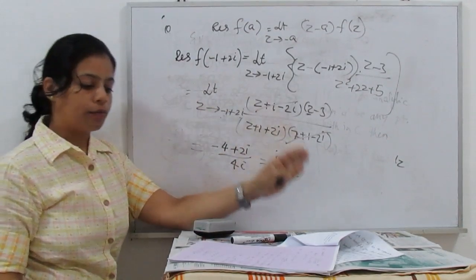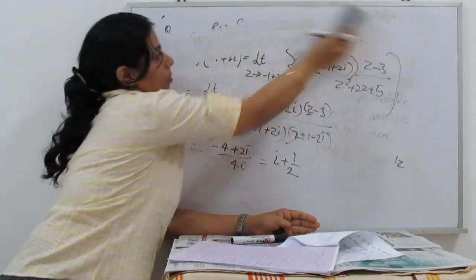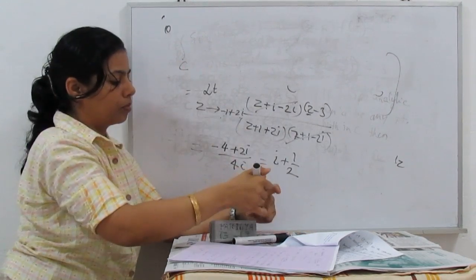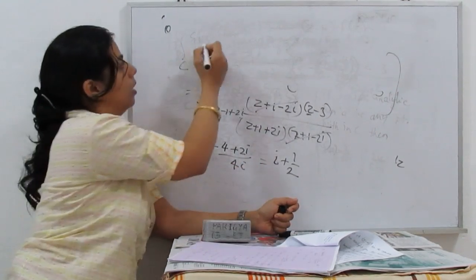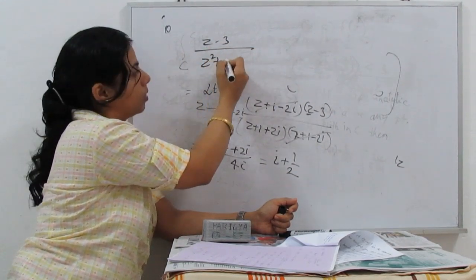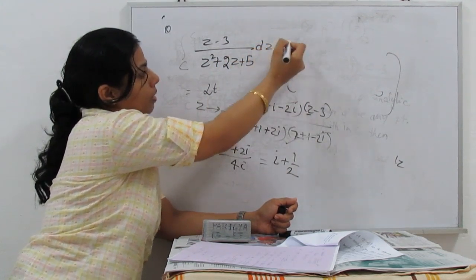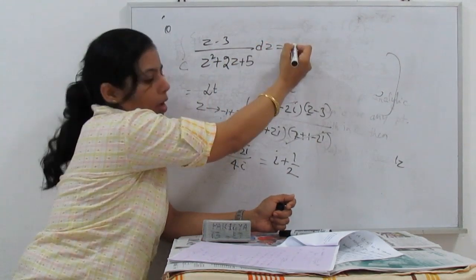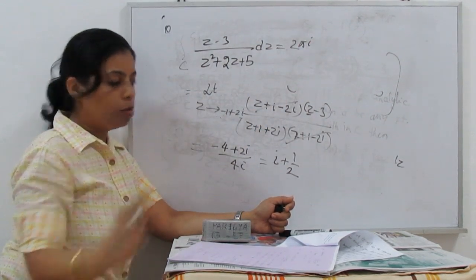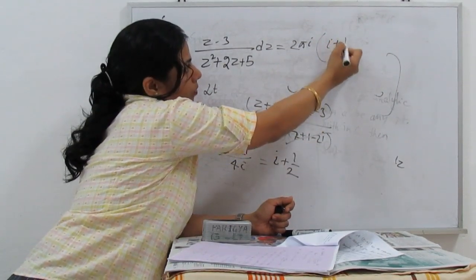So the solution of this given integral, the integral over C of (z minus 3) upon (z square plus 2z plus 5) dz, is given by 2 pi i times the residue at that point, which is (i plus 1) by 2.